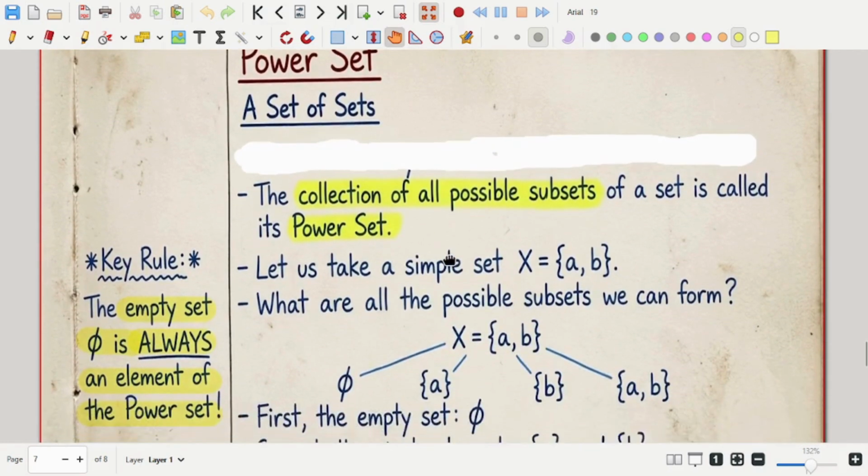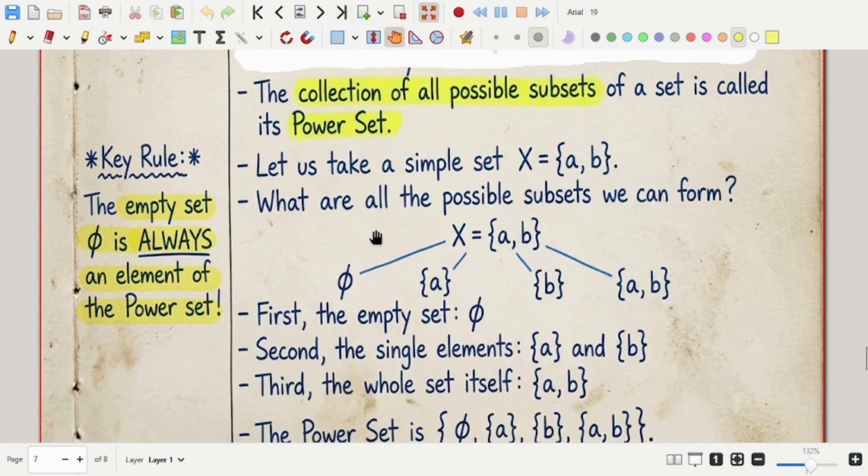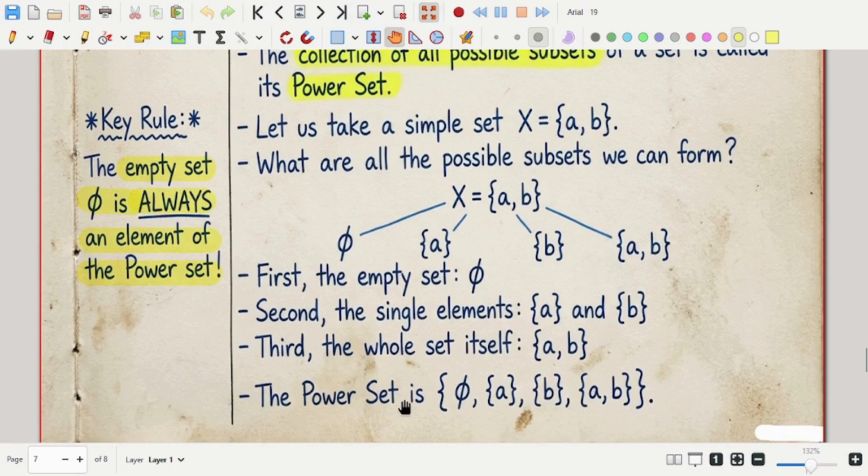Power set. A collection of all possible subsets of a set is called a power set. Example, X is the set {a, b}. So what are all possible subsets we can form? Remember that the empty set is always an element of the power set. So the power set is phi, {a}, {b}, {a, b}.